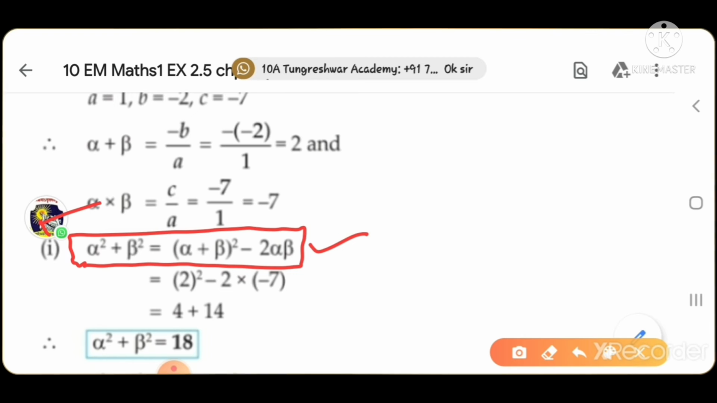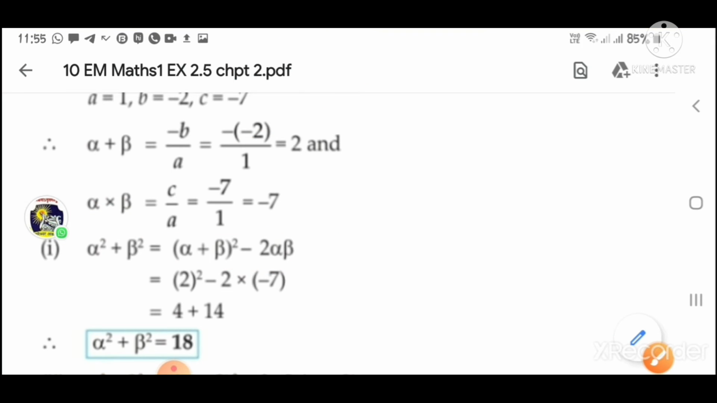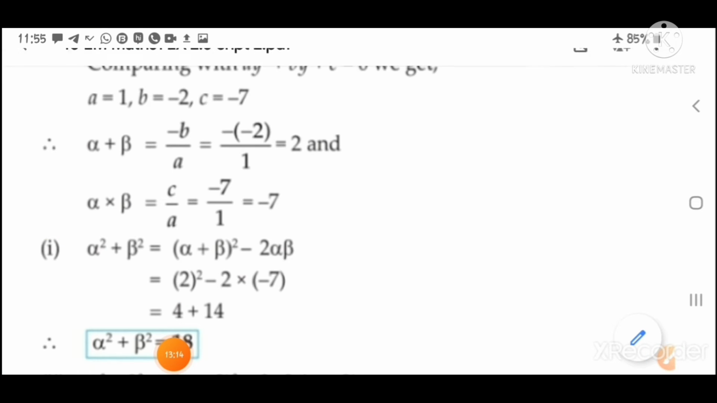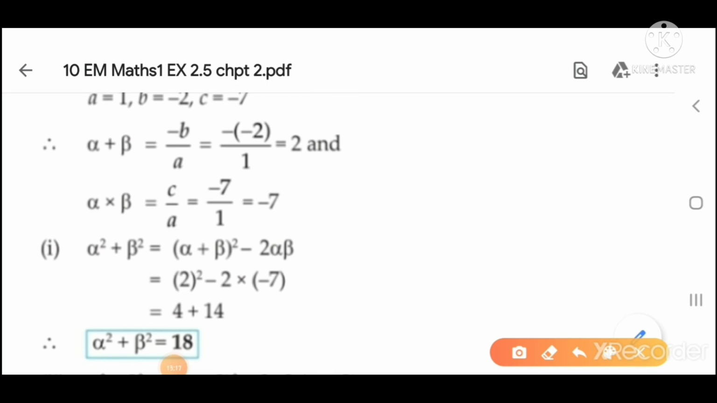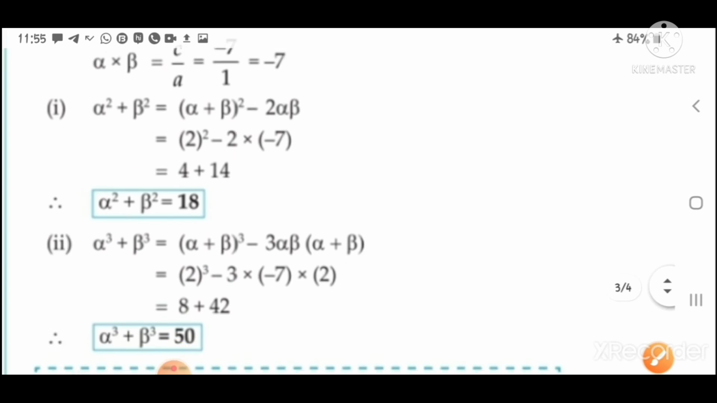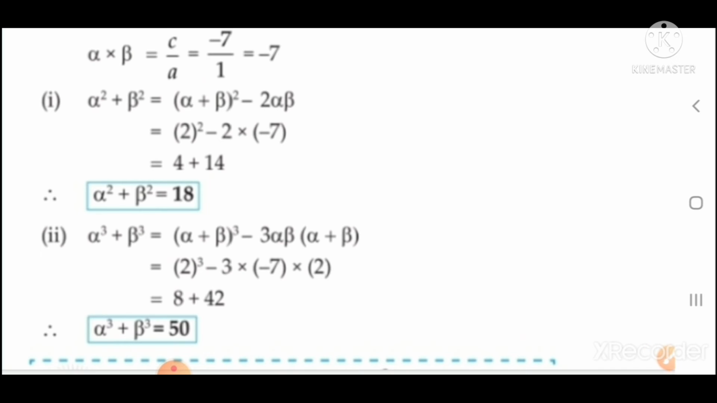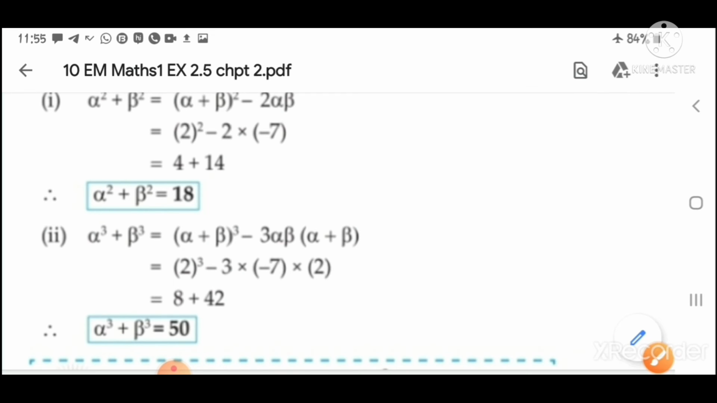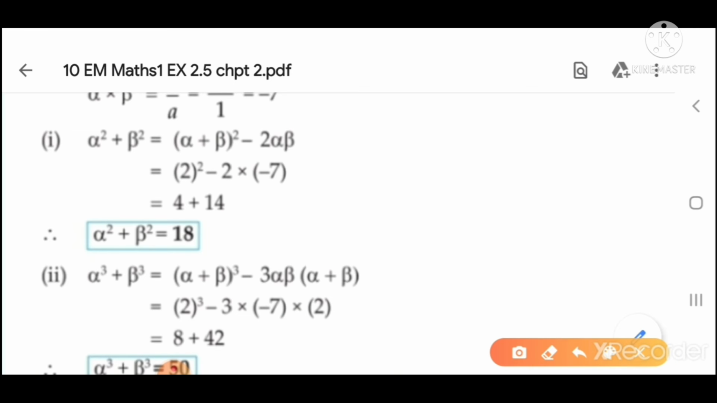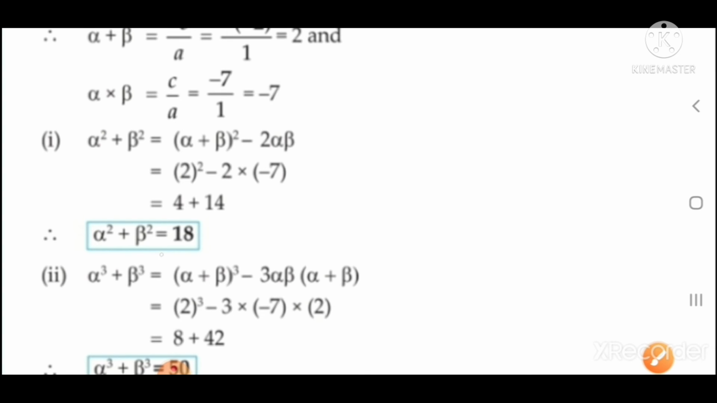Now this you should know. Identity. Without identity you cannot solve the sum. So this is the identity, that alpha square plus beta square is equal to alpha plus beta the whole square minus 2 alpha beta. So now alpha plus beta is 2, the whole square, minus 2 into alpha into beta. Alpha into beta is minus 7. So 2 square is 4 plus 2 7s are 14, minus minus plus. So 4 plus 14 becomes 18. So alpha square plus beta square is equal to 18.